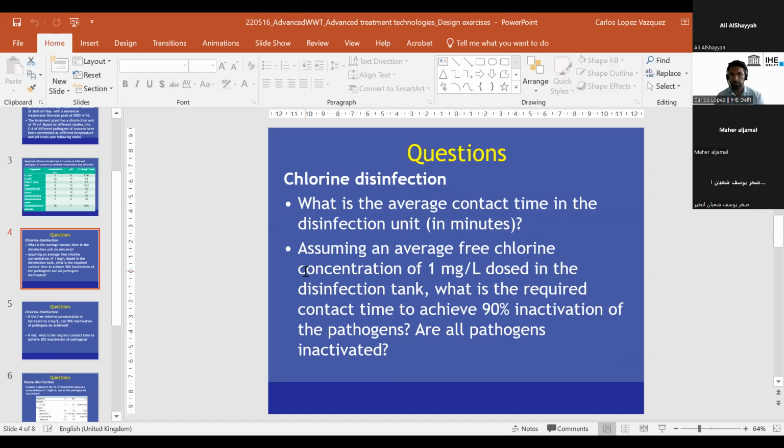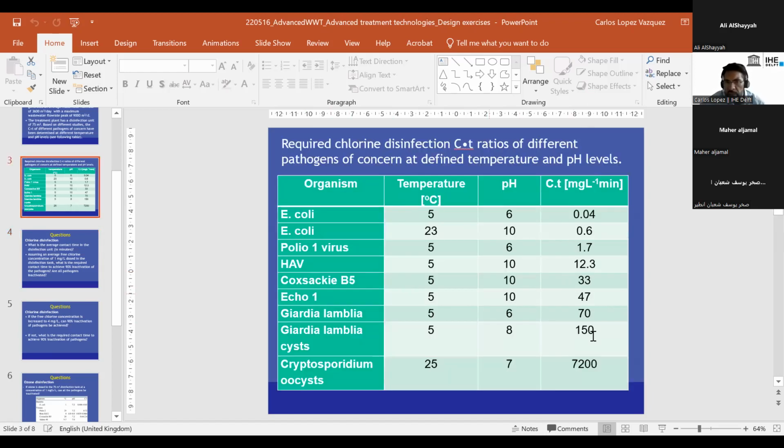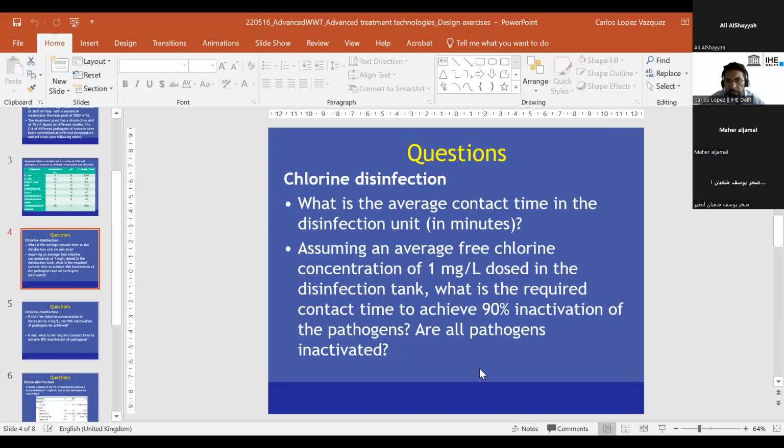I think calculate the CT. Calculate the CT, okay. What CT? We have the CT. You can see my screen, right? Yes, doctor. These are the CTs needed per organism. So what CT are we going to calculate then? Your answer is correct, but what CT do we need to calculate?